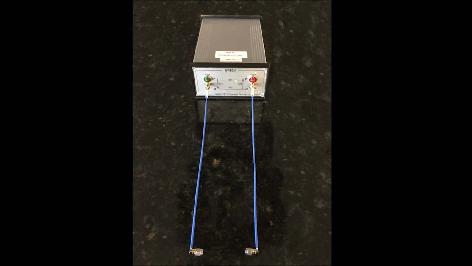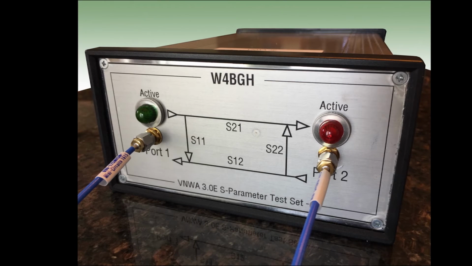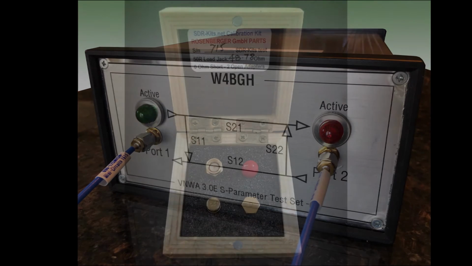Here is the finished S-parameter test set using an SDR-Kit's Vector Network Analyzer version 3E. The coax cables are semi-rigid cables with SMA connectors that were purchased from Mini Circuits. The pilot lights on the panel show the user whether the sense of the TX and RX ports on the VNWA are normal or reversed.